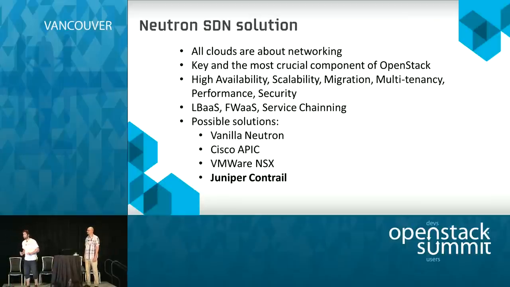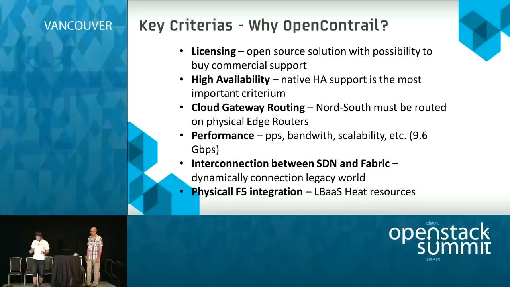Because you never know when they change the strategy and lock something and decide that the multi-hypervisor must die or something like this. And as I mentioned, we are an open source company, and we wanted to build an open solution based on OpenStack. So we decided for the Juniper Contrail, and I can give you exactly five arguments why OpenContrail fit our requirements best.